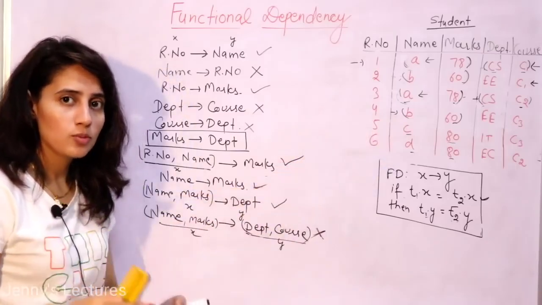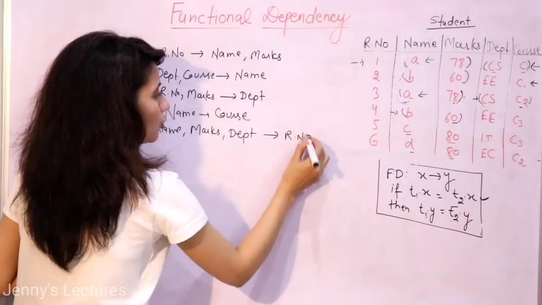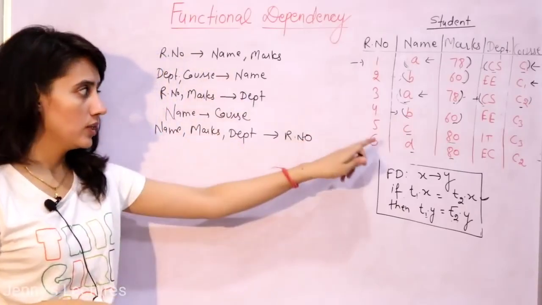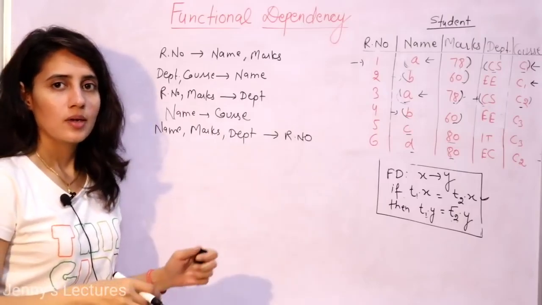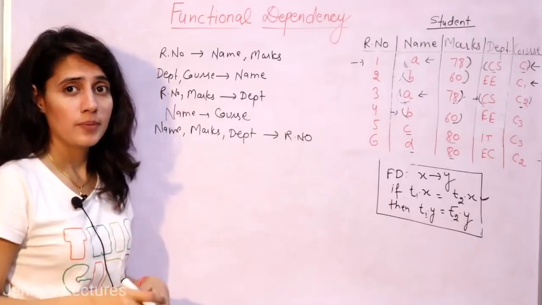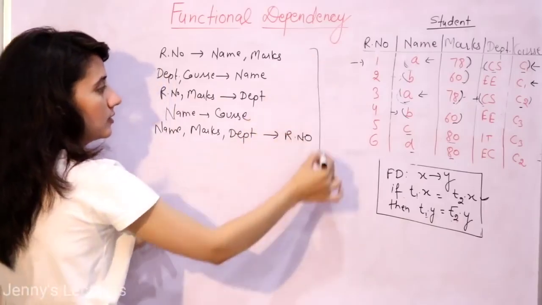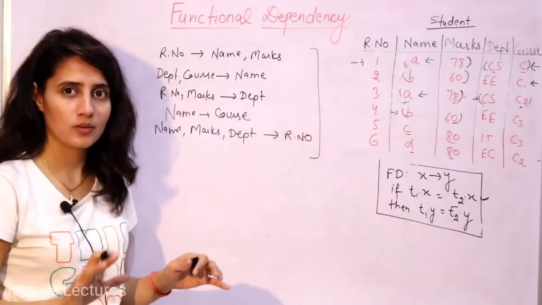Now I'll give you some practice problems and you can check them out. You can check whether these are functional dependencies or not on this relation. If you want, you can tell me in the comment box, or if you do not, then you can practice these. That would be enough for me.